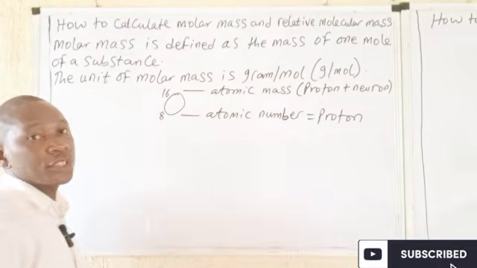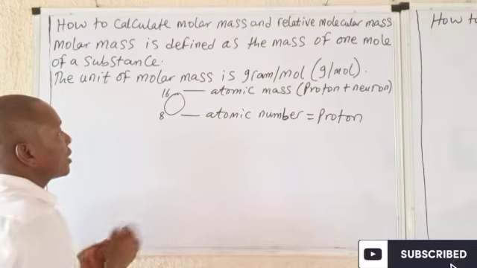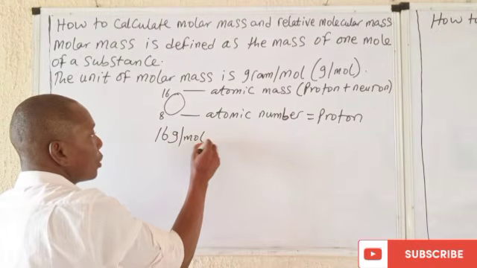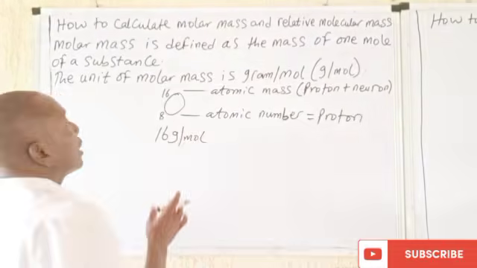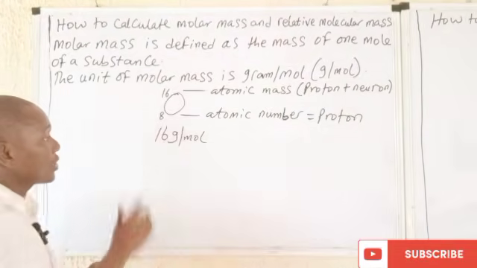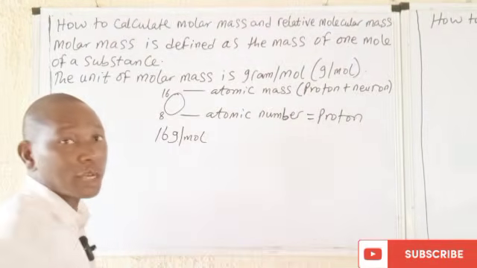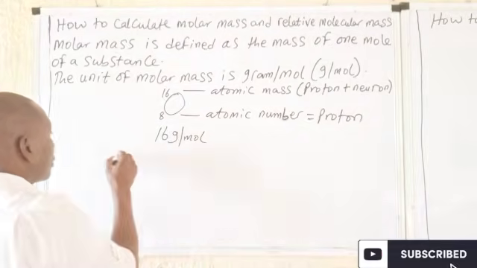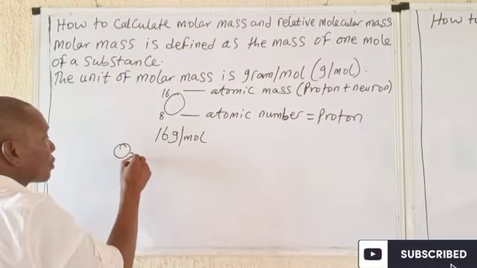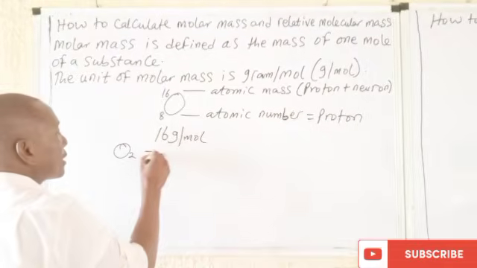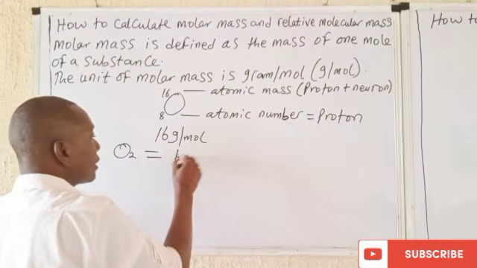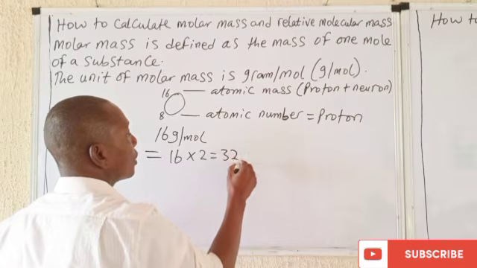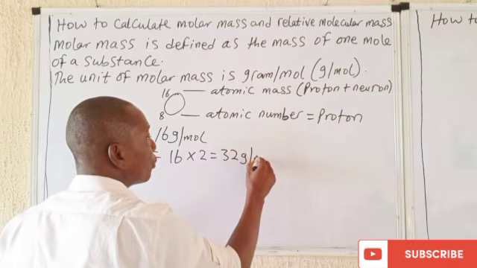So how do I calculate the molar mass of this atom? It's simple. It's 16 gram per mole. So the molar mass of an oxygen atom is actually 16 gram per mole. What if I now ask you to calculate the molar mass of a molecule of oxygen? A molecule of oxygen is present as O2. So the molar mass in this case is 16 times 2, which is 32 gram per mole.